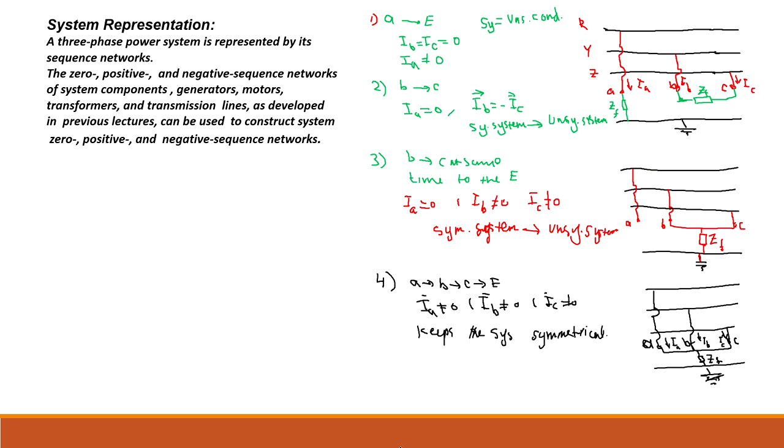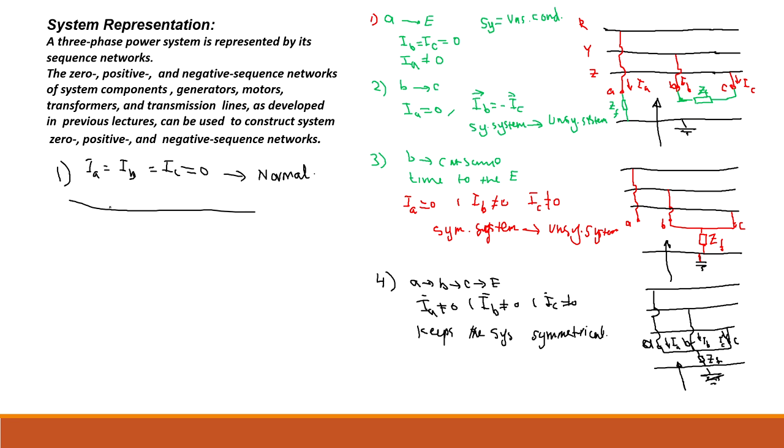So, as you see, if we look at the system from these terminals, from the terminals A, B, and C, and we see that the currents IA equals IB equals IC equals 0, then we say that the system is normal. There is no current in the system. This is the first case.